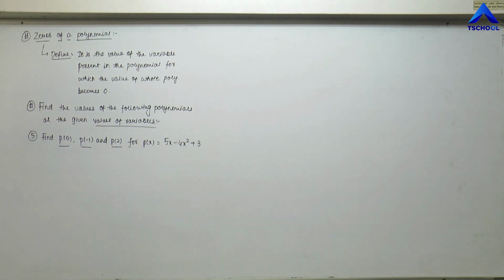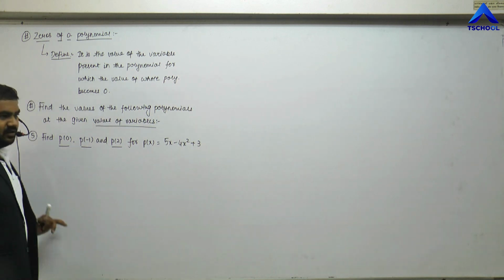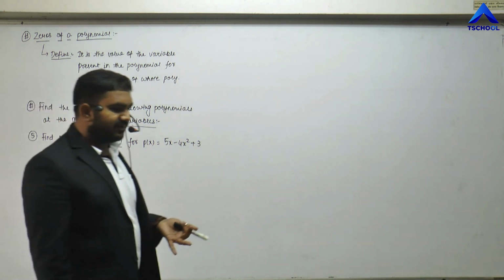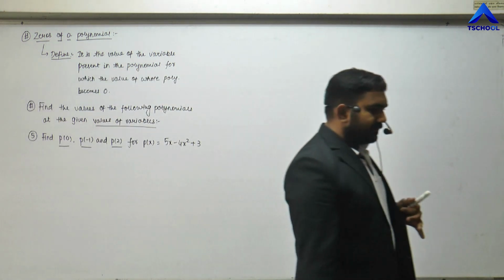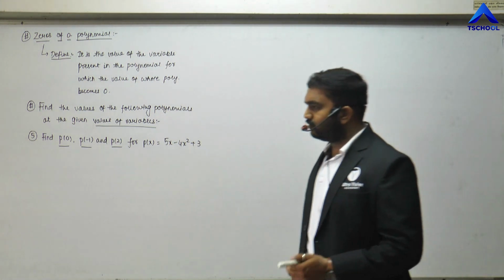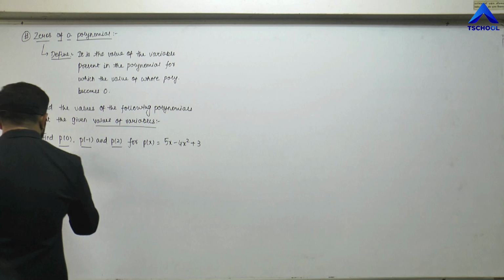Now what does this mean, friends? If I say to find out P of 0, P of minus 1 and P of 2, it simply means that we need to find out the values of the given polynomial P of x at x equals 0, x equals minus 1 and x equals 2. So first of all, finding out P of 0.